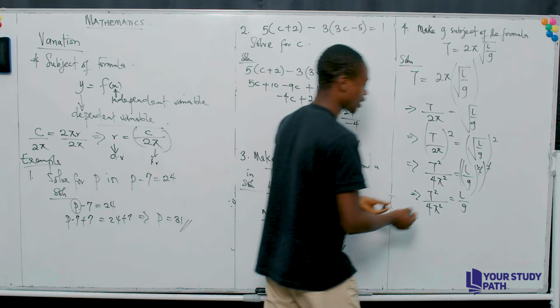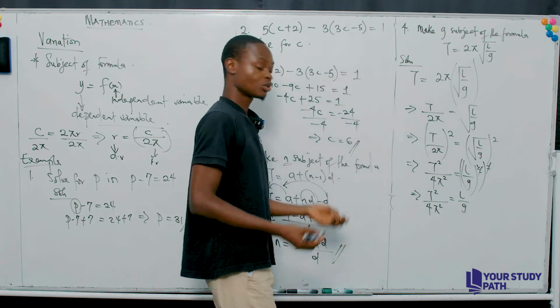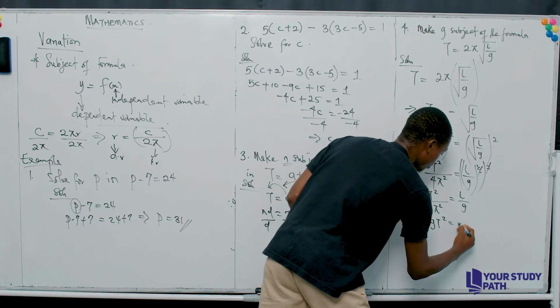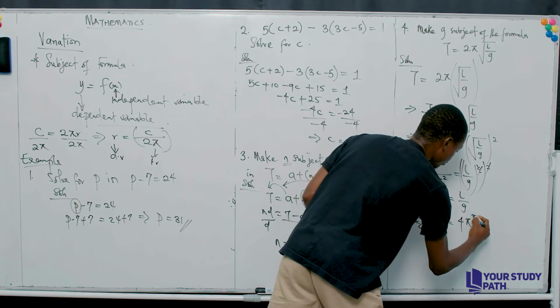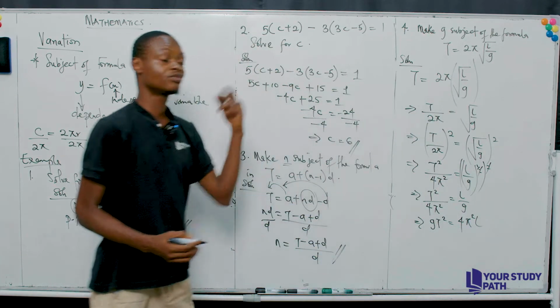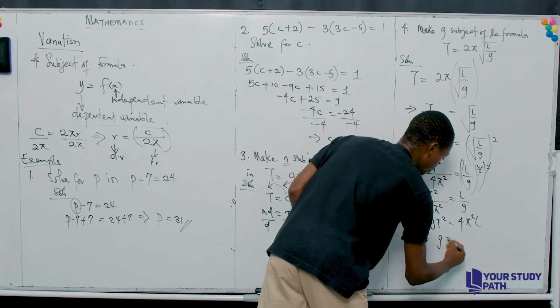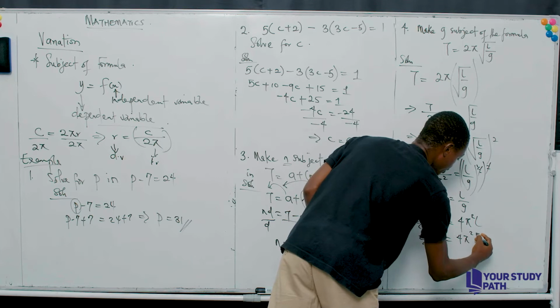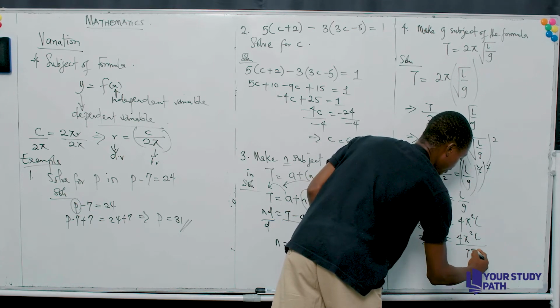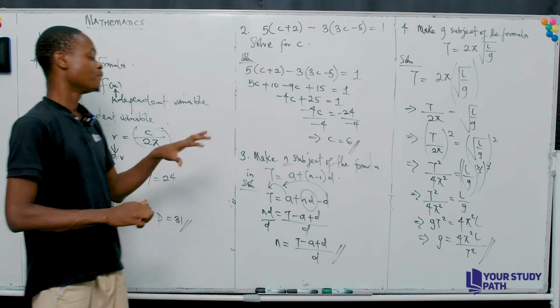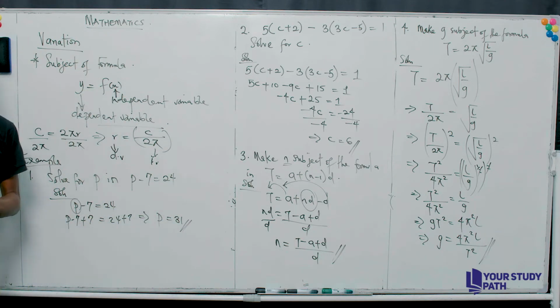So at this point, we can cross multiply. So if we cross multiply, what do we have? We would have gt squared is equal to 4 pi squared L, and then dividing through by t squared because you need to isolate g. Now we have that g is equal to 4 pi squared L divided by t squared. And we have simply made g subject of the formula.